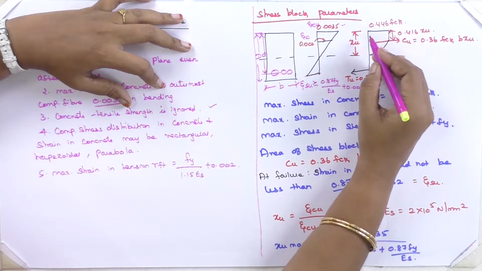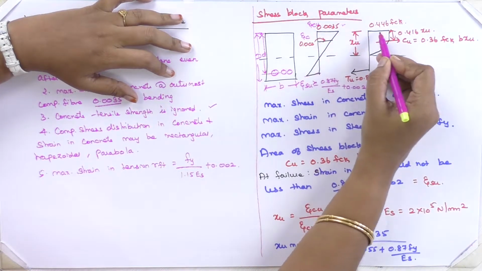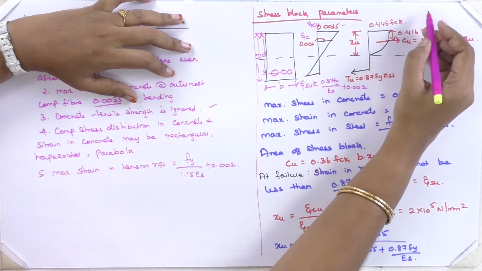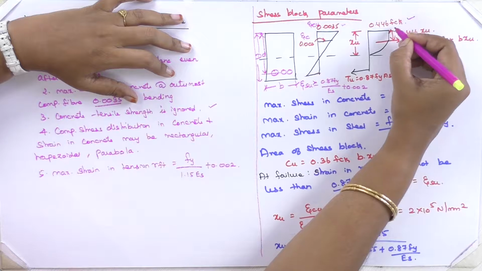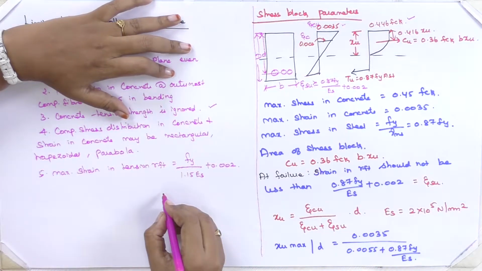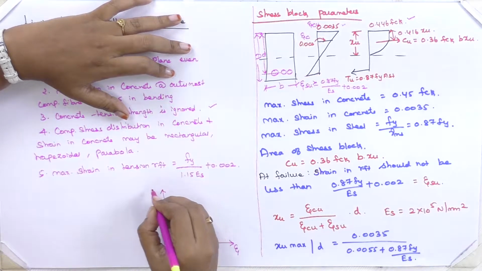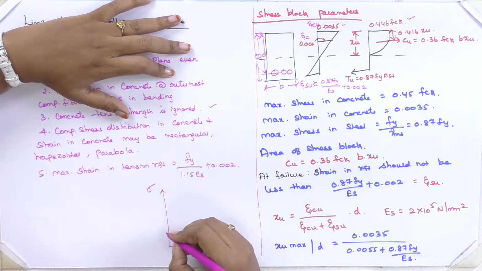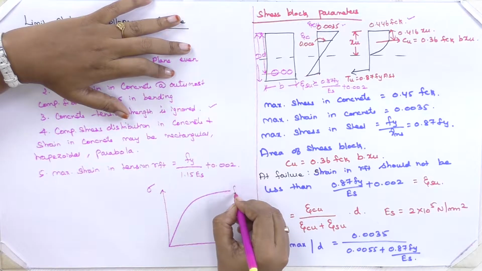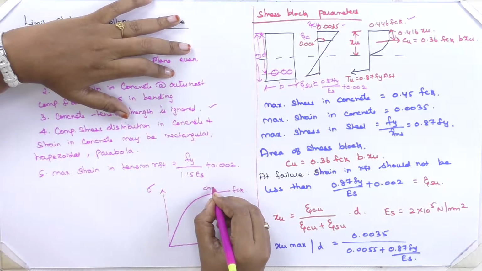Okay, let me draw a stress block. This is the outermost compression fiber. You will be getting a value in a straight line, that is 0.45 FCK. This 0.45 FCK, where we got it, is when we draw a stress strain block for concrete. This value is nothing but FCK. This is your characteristic compressive strength.